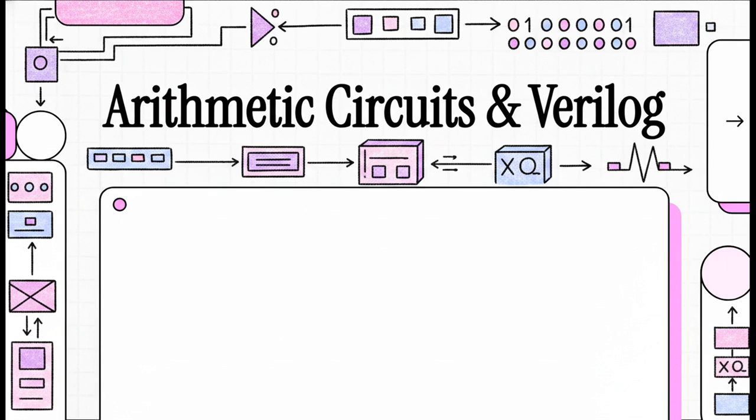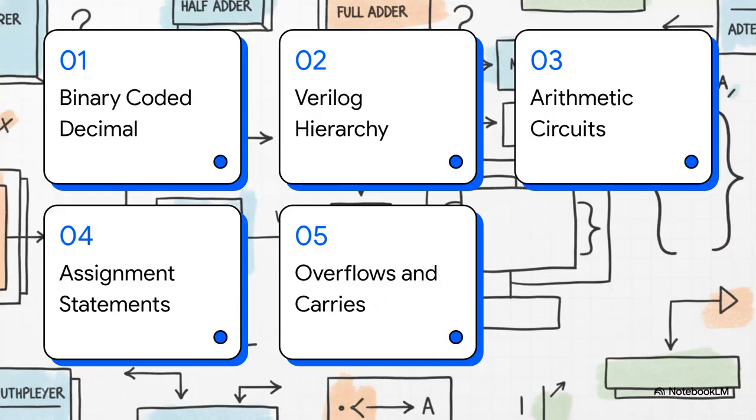We're going to look at how numbers are coded, how they're added together, and how hardware engineers use Verilog to organize all of this immense complexity into really neat, manageable digital boxes. Here is our roadmap for today. We're going to cover binary coded decimal, mastering Verilog module hierarchy, designing arithmetic circuits, arithmetic assignment statements, and finally, catching overflows and carries. So let's just jump right in.